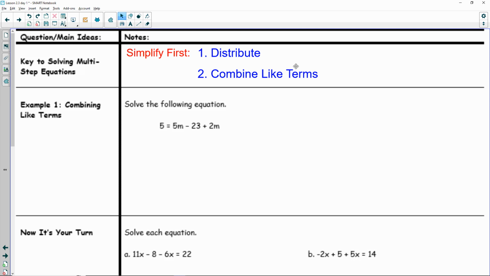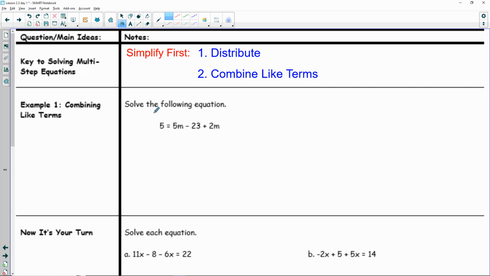You need to pause the video while you copy it. Do that. But copy simplify first. You're going to distribute and look for like terms to combine. Okay, hopefully you copied that down. Here comes the first example.